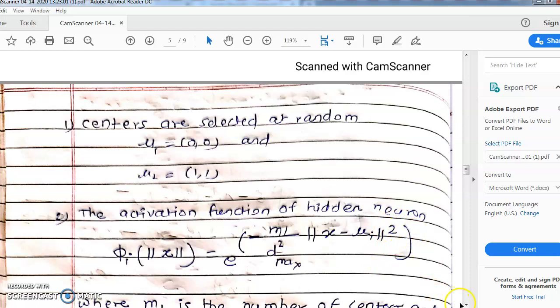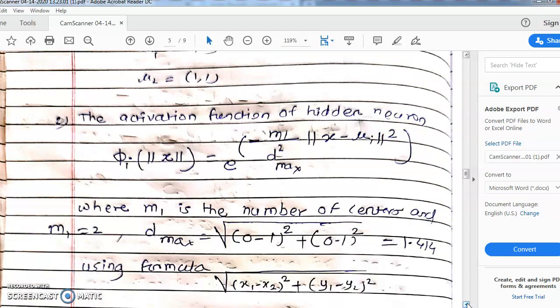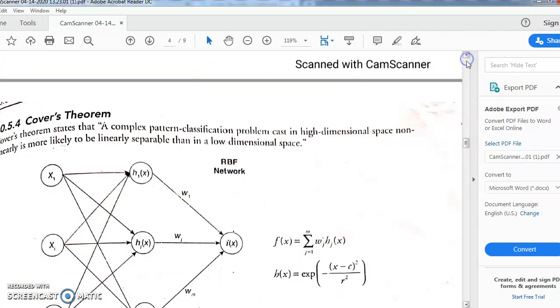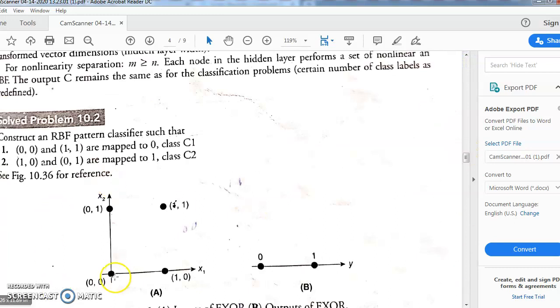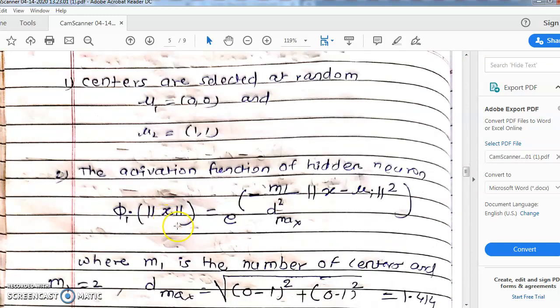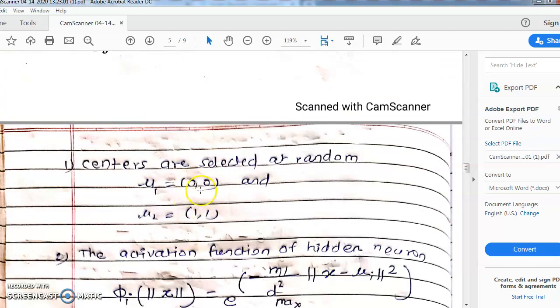Here, m1 is the number of centers and d max is nothing but the distance of those centers from each other. m1 means how many centers we have selected for this particular problem. We have selected two centers, 0 0 and 1 1, so the m1 value is 2, and d max is the distance between these two centers.